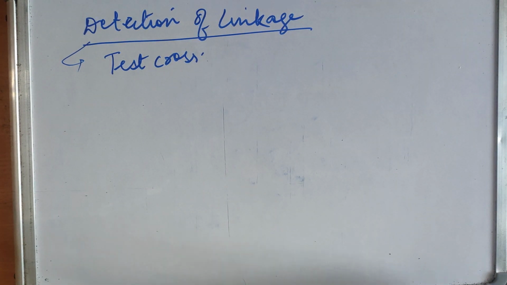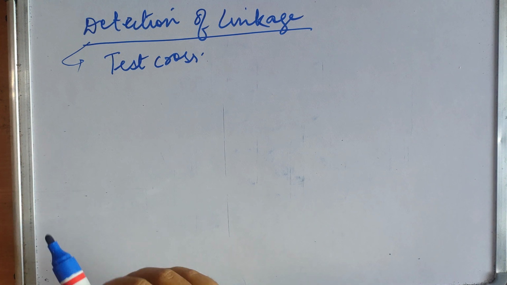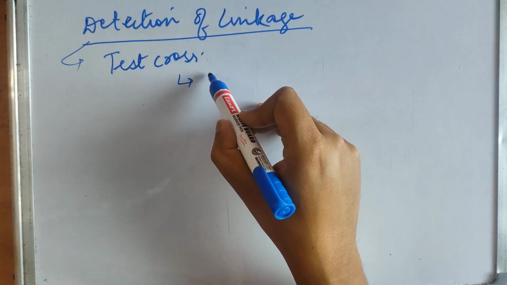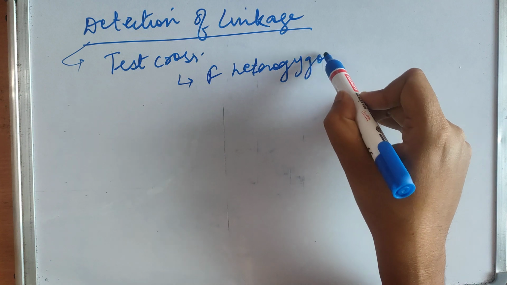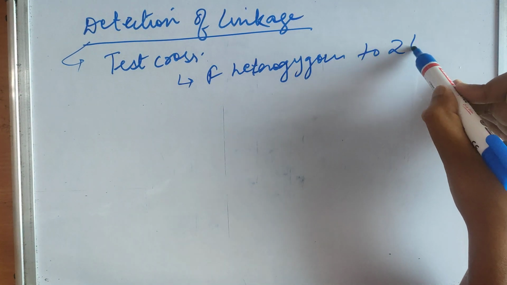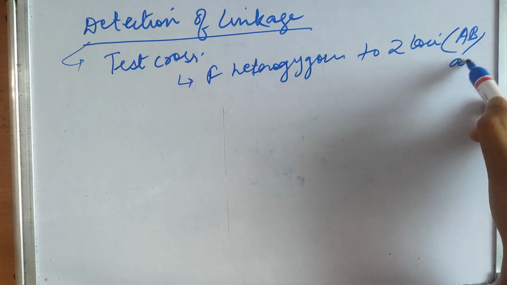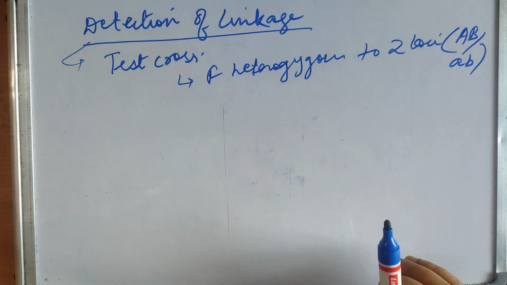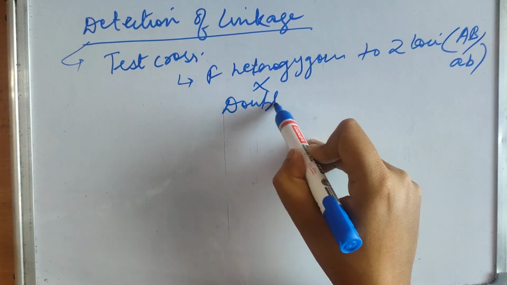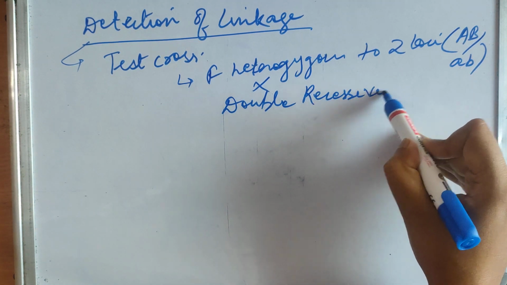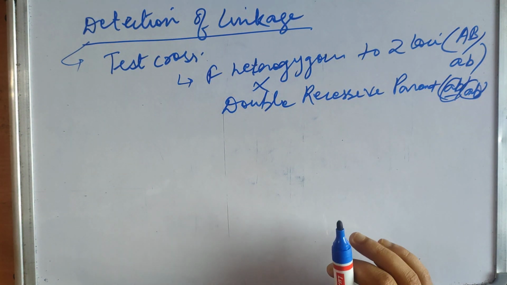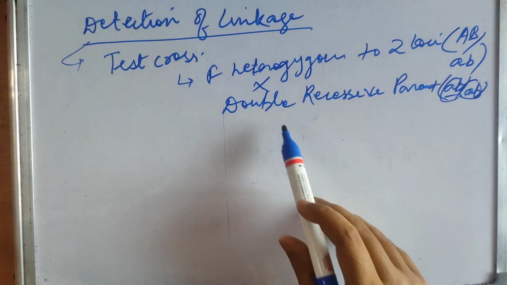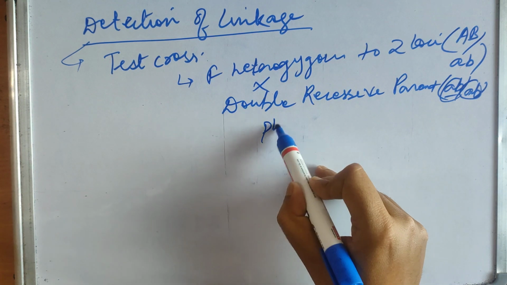In this method, an F1 heterozygous at two loci, that is AaBb, is crossed to the double recessive parent, that is aabb. After the crossing we study the phenotypic ratio of the test cross progeny.